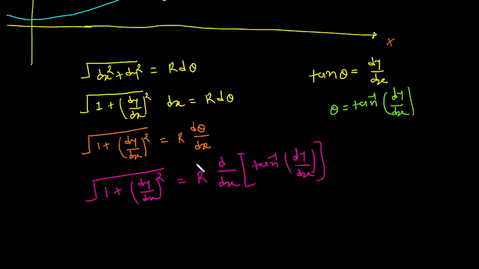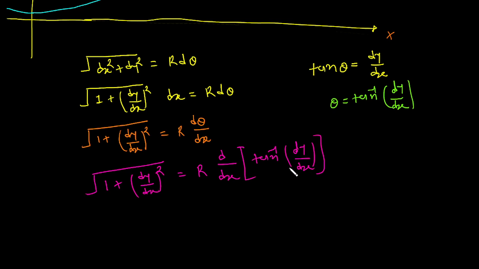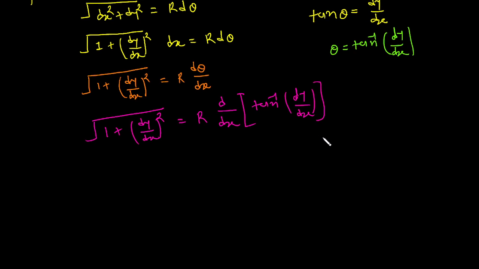To find the value of r at any point, we first have to determine this differentiation. Recall the differentiation of simply tan inverse of x: it is 1 upon 1 plus x square. Here the variable itself is x and I am differentiating with respect to x. But in my case I have dy by dx, so I have to use the chain rule to find the derivative of this function.